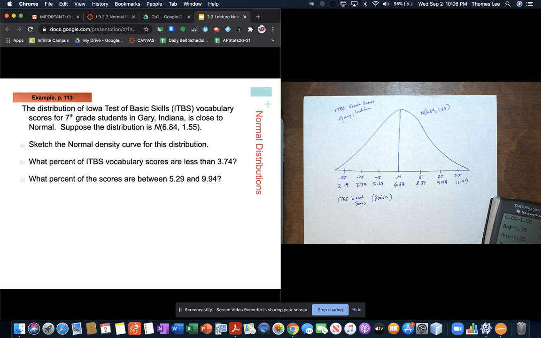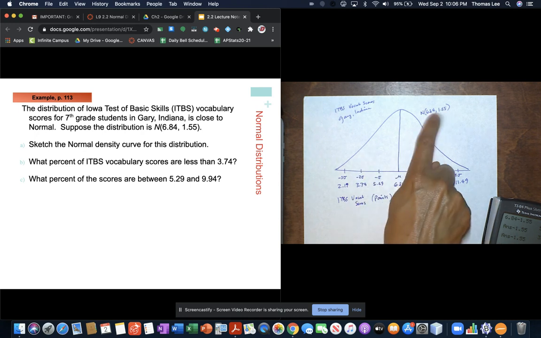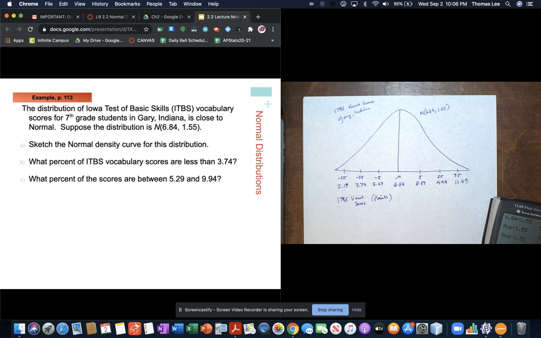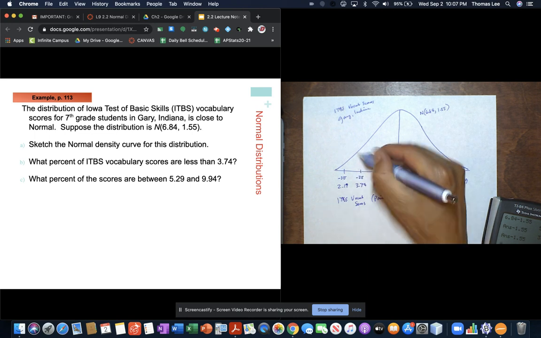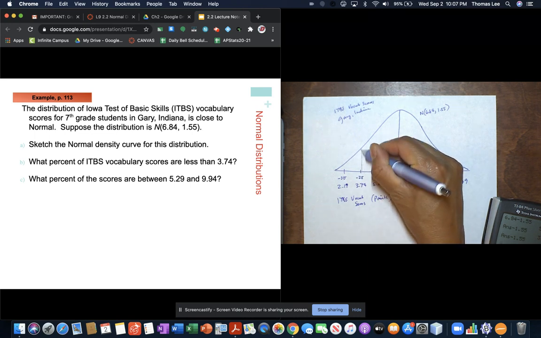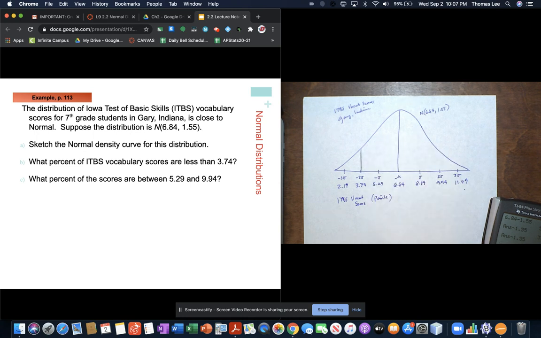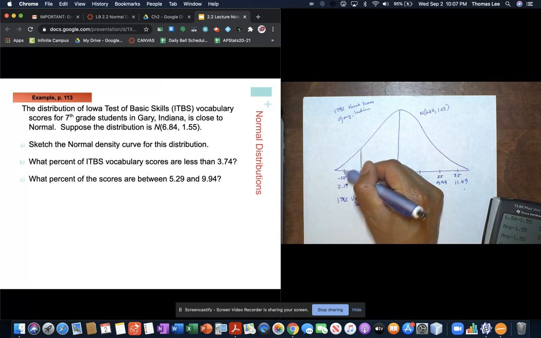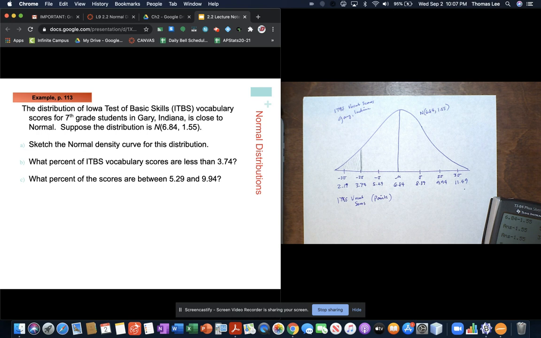Part B, what percent of ITBS vocabulary scores are less than 3.74? So now the fun part. Where is that? To solve this problem you would sketch the normal model we're using, which has these parameters with those values. Then you would shade the region of interest. It's from here, and it says less than. So would that be the right side or the left side? It would be the left side, the left tail. So it's asking what is the percent of data that's below that?